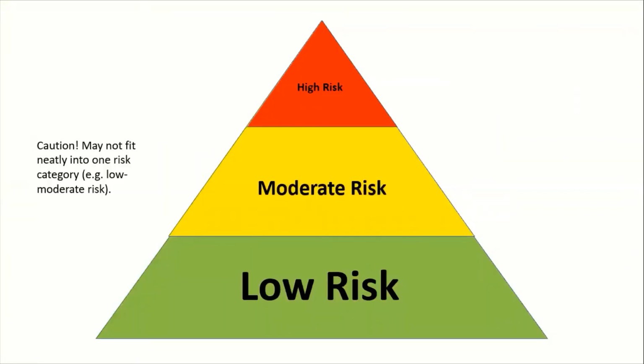So as I mentioned before, we can simply categorize people into low risk, moderate risk, and high risk, though I also mentioned beware, because everyone will not neatly fit into one risk category. So sometimes you may consider someone to be low to moderate risk or moderate to high risk. And there really isn't any exact definition of what low risk, moderate risk, and high risk is. So there is an element of subjectivity when it comes to putting people into low, moderate, or high risk.